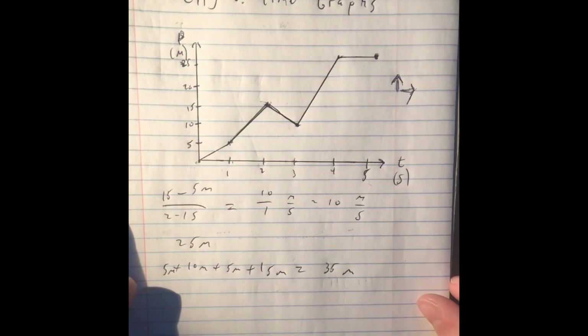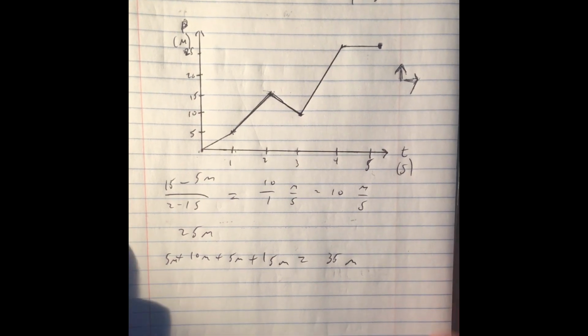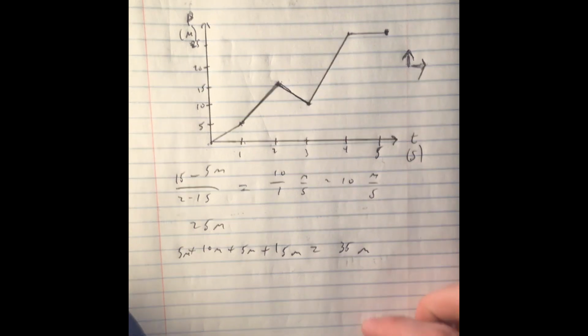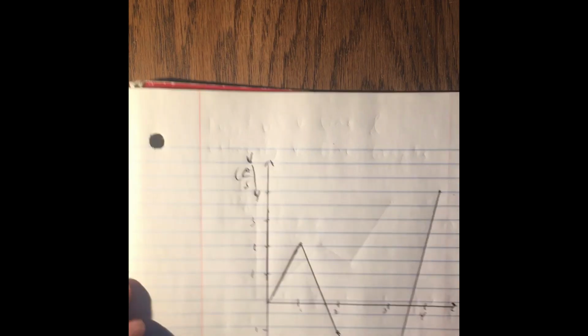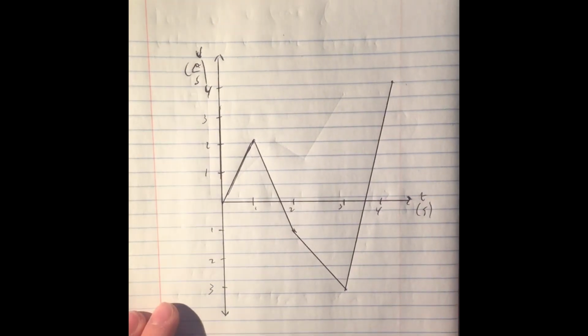Okay, so now that we've gone through that, let's look at a velocity versus time graph. Now that we've looked at position over time graphs, we can take a look at velocity over time graphs. So I've drawn out a simple one here.